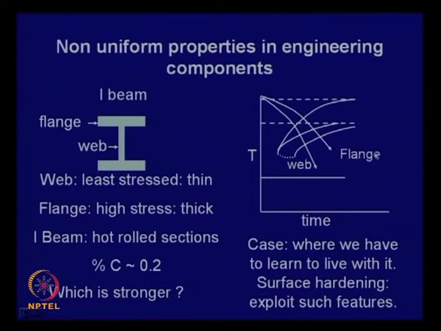Therefore, the strength of the flange will be low and the web will have a higher strength, and usually we find that with normal processing the web will have a high strength, and associated with it, ductility may be relatively low compared to the flange.